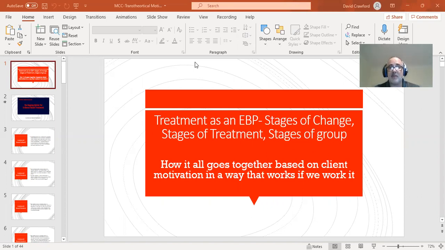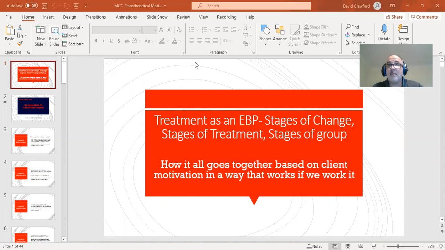Today's training topic: treatment as an evidence-based practice, stages of change, stages of treatment, stages of group, how it all goes together and based on the client's motivation and ways that work if we work it. So what does that all mean? Well, that's what the training is about today. We're going to unpack that fully, but basically it is evidence-based practice.